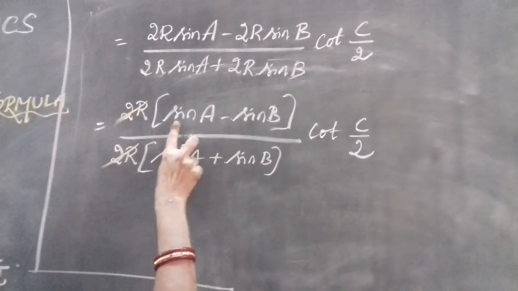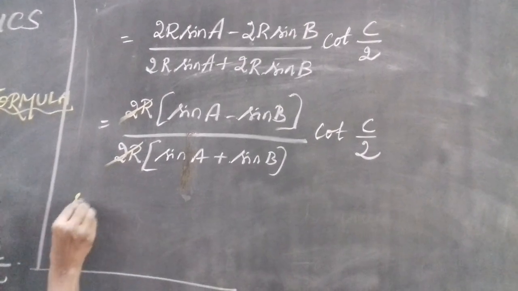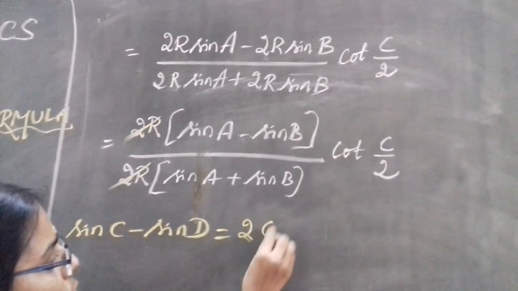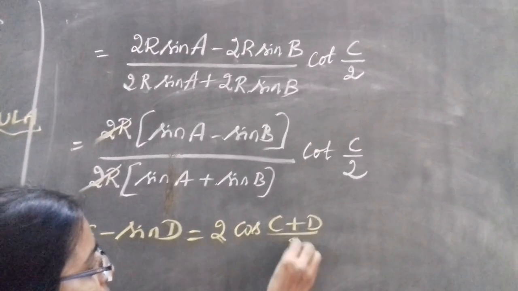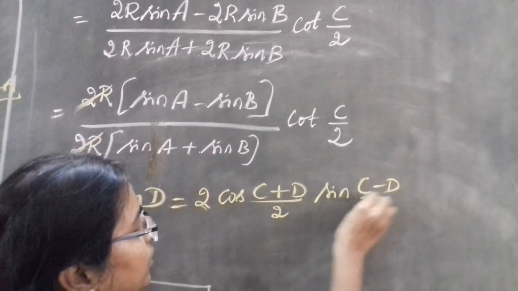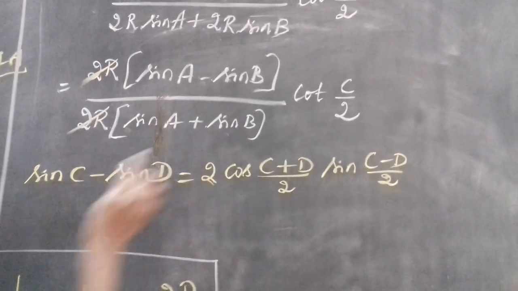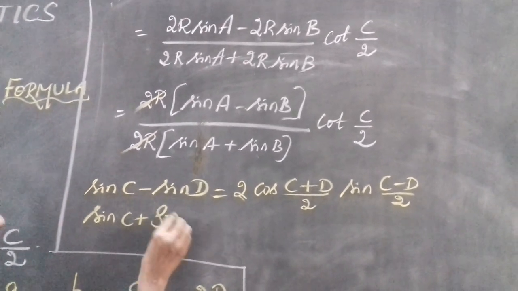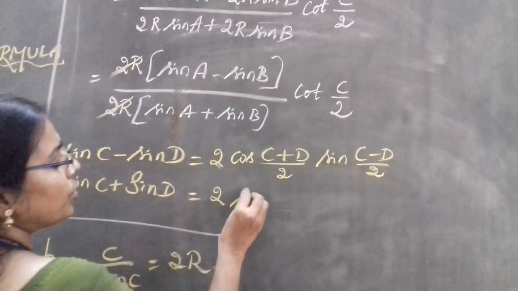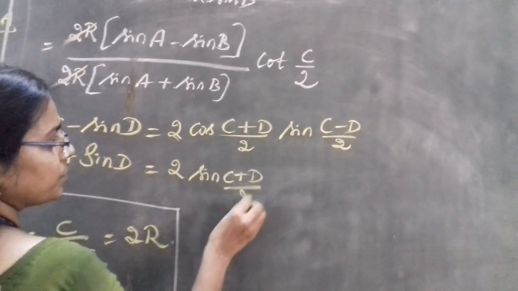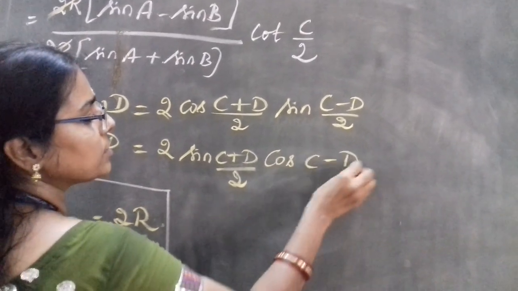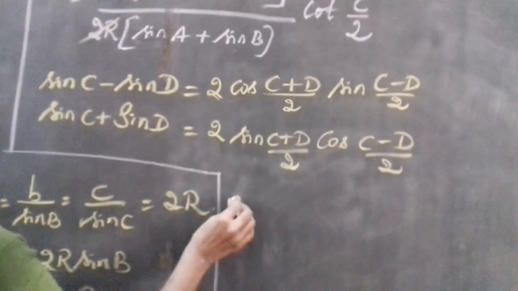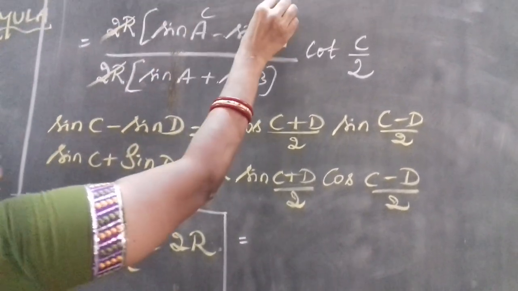Now this is in the form of sine C minus sine D. What is the identity? Sine C minus sine D is 2 cos (C plus D) by 2 into sine (C minus D) by 2. Similarly, observe the denominator, which is in the form of sine C plus sine D, which is equal to 2 sine (C plus D) by 2 into cos (C minus D) divided by 2. Now let's substitute these two identities here.